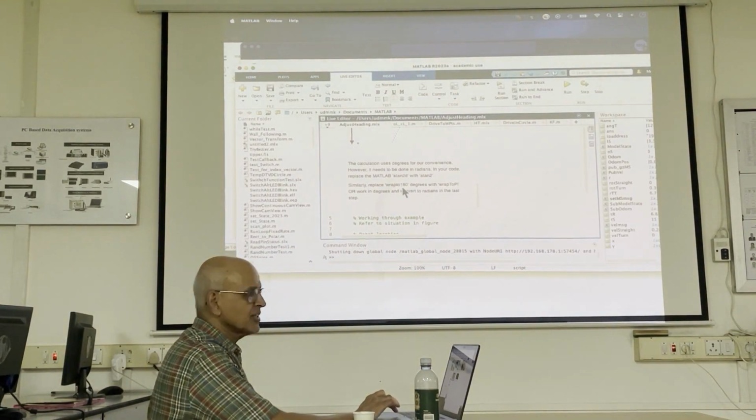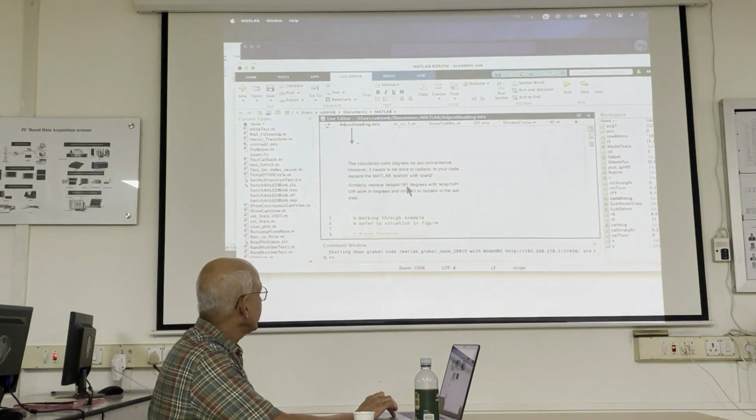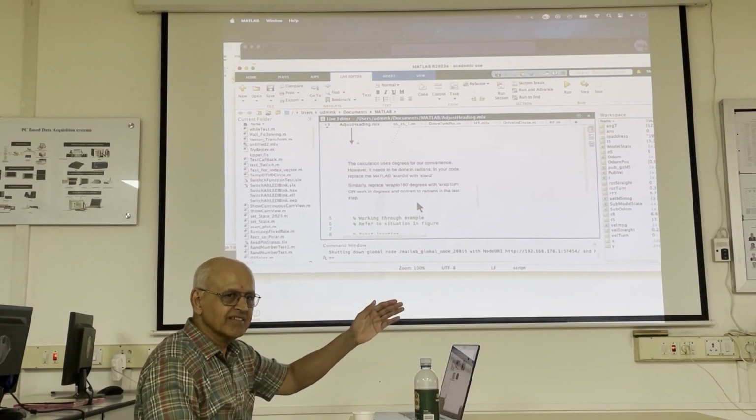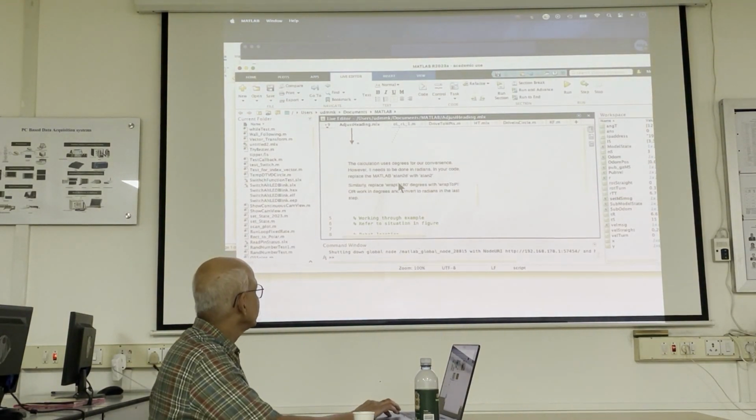So there are many wrap functions again. Wrap to 180 degrees, right? Wrap to pi. But wrap to 180 will give you the result in degrees. Wrap to pi, it's better to convert to radians finally, right? So I think we're going to go with wrap to 180.